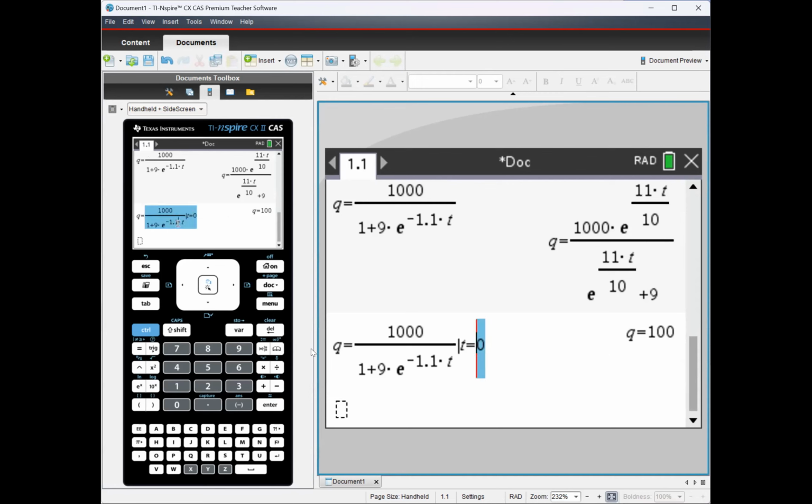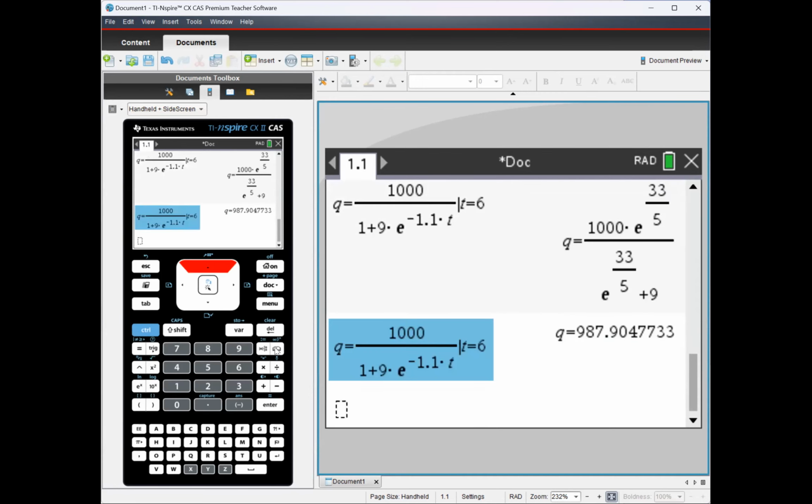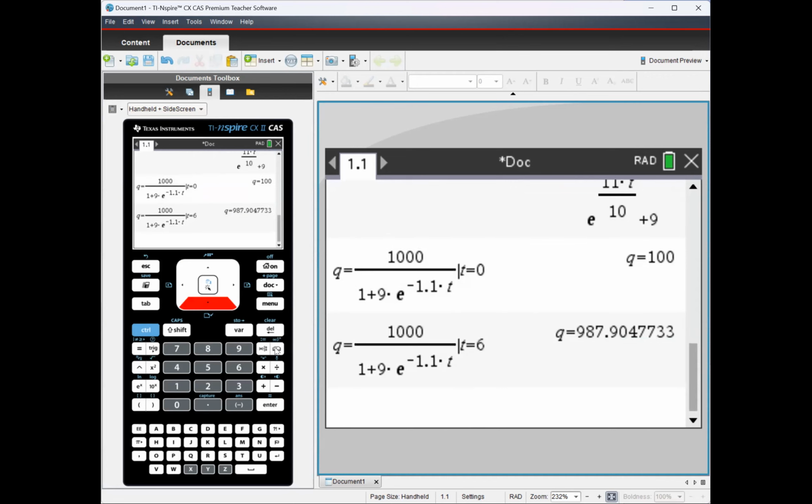And then we can just sub in t equals 6. The question says you need to round the Q value correct to the nearest integer. Okay, so that's the first 4 easy marks. Just be very, very careful.